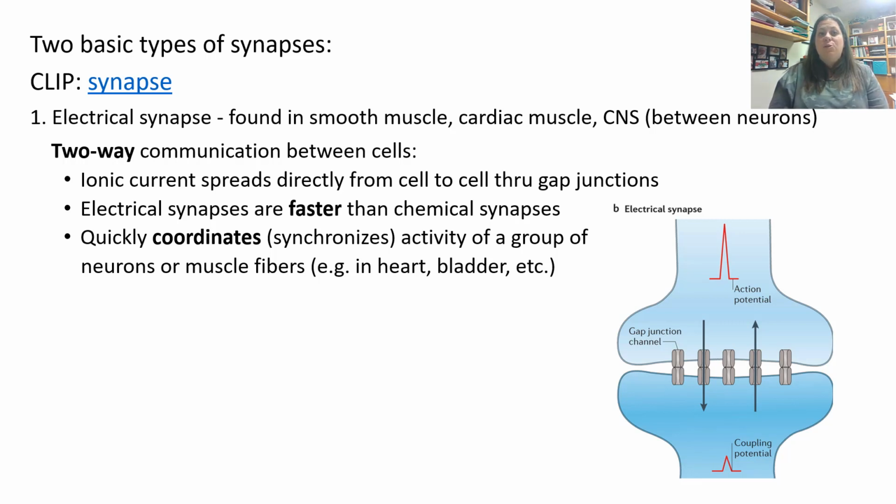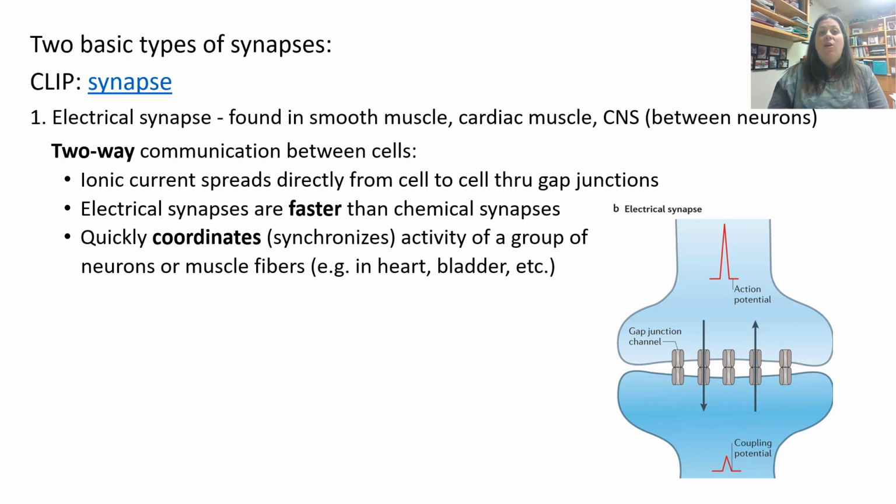We see that there are electrical synapses. Electrical synapses are found in smooth muscle, cardiac muscle, and your central nervous system. So these are going to be between neurons. This allows for two-way communication between the cells. The ionic current can spread directly from cell to cell through gap junctions, and it stays as an electrical signal the whole time. There's no changing of the signal, so it's a very fast communication.